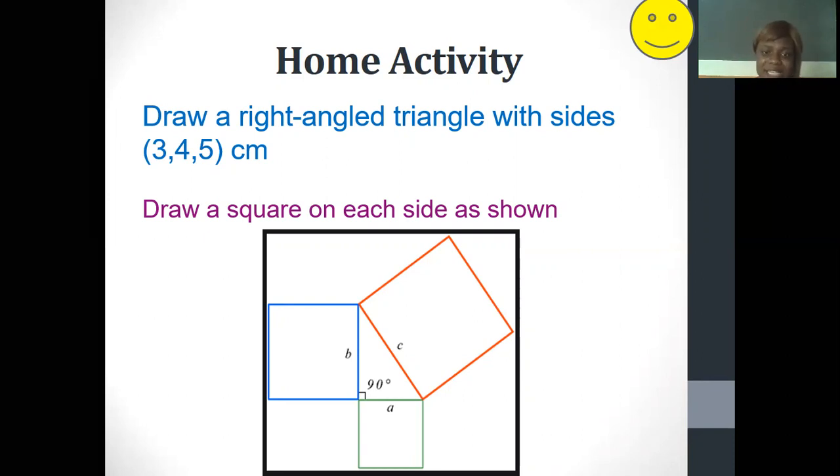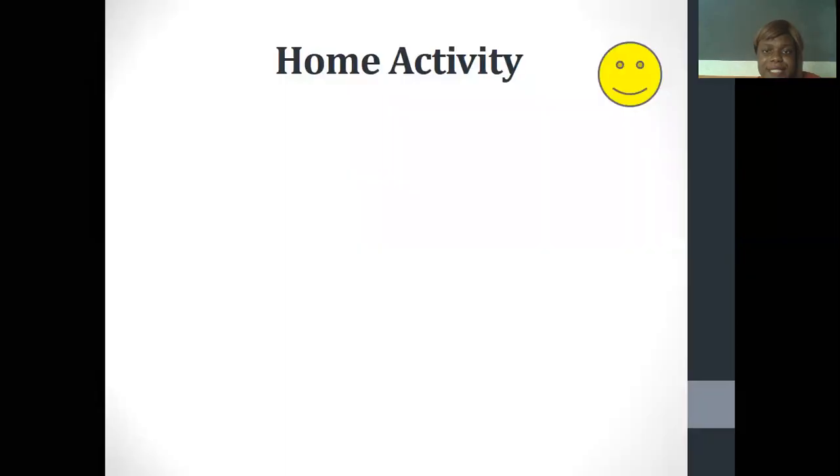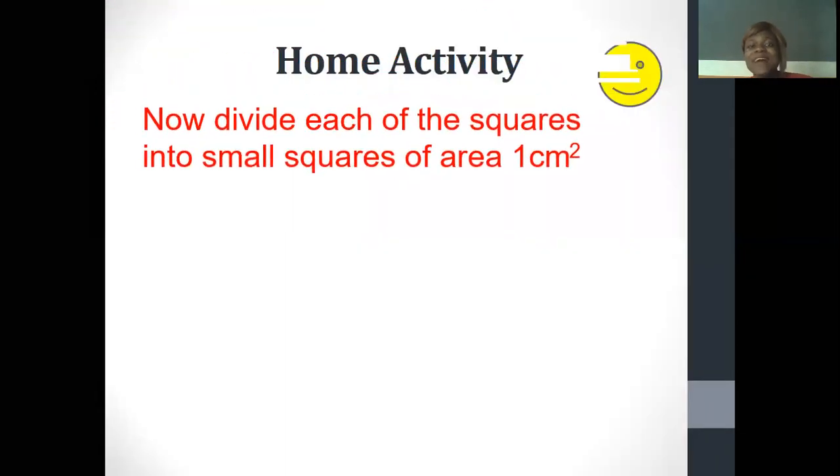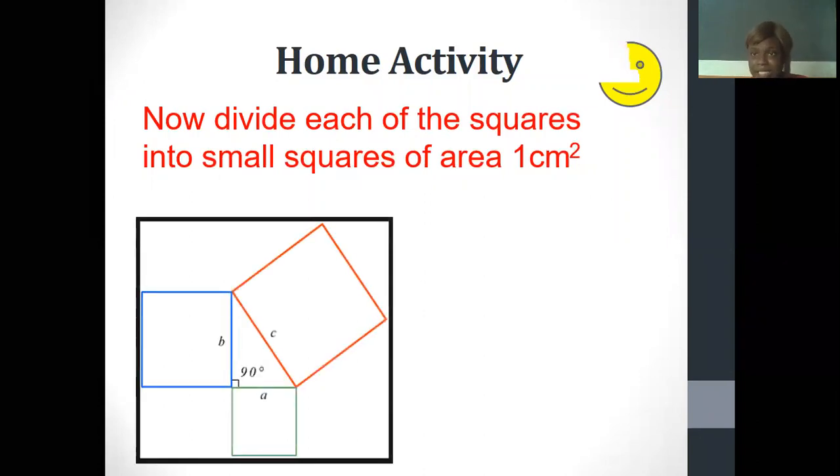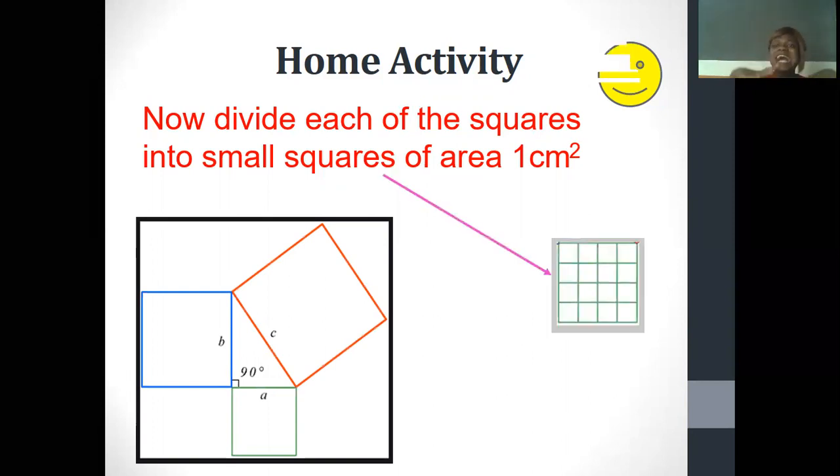Once you've done that, you should now divide each of the squares into small squares of area 1 cm squared. These are the big squares that you should have drawn, or are planning to draw. Take each of those squares and use a ruler to measure accurately with a pencil, and divide each square into 1 cm squared squares. That means the length should be 1, the breadth should be 1. Those are the small squares you're going to divide them into.